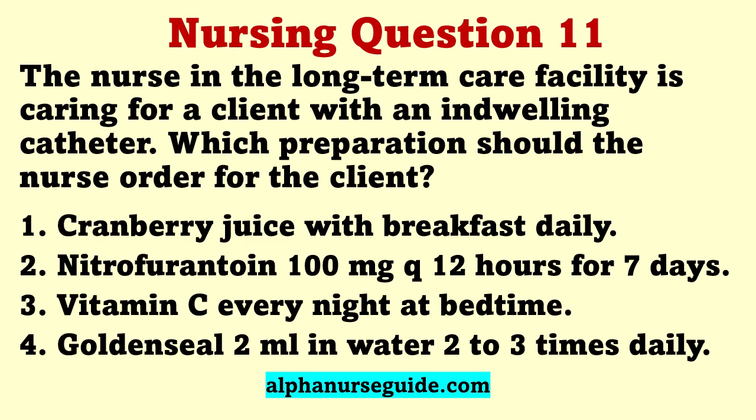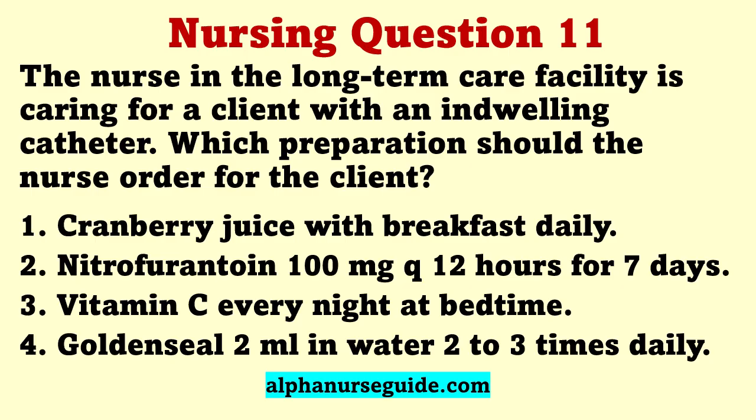The correct answer is 1. Cranberry juice with breakfast daily. Cranberry juice is acidic and will change the pH of the urine, making it harder for bacteria to survive in the environment. It can be used prophylactically to prevent UTIs. It does not treat an infection. The nurse can arrange with the dietitian to include this in the client's dietary plan.